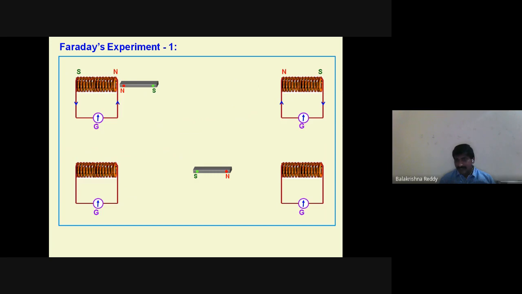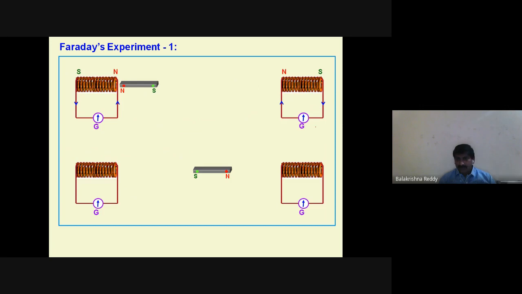Now see the right hand side coil, you are noticing, right? In the right hand side coil, the current direction is opposite to the first coil, in the sense that it is clockwise. Since it is clockwise, at the right side face of the coil, the south pole has formed here, and the north pole has formed here.